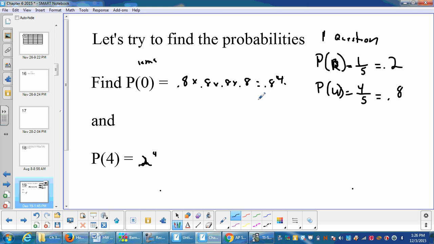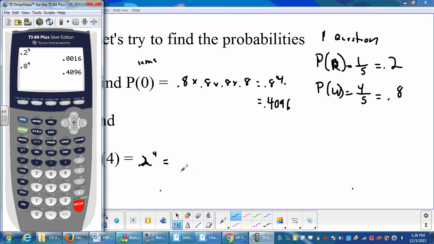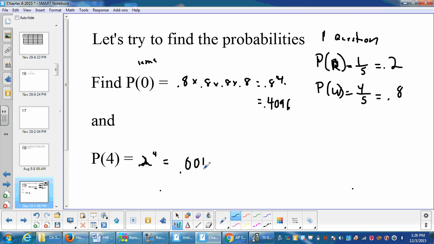We can save some time and just do the probabilities here. This one is 0.4096, and this one was 0.0016. So it's about a 0.16% chance that you get them all right. So highly unlikely.